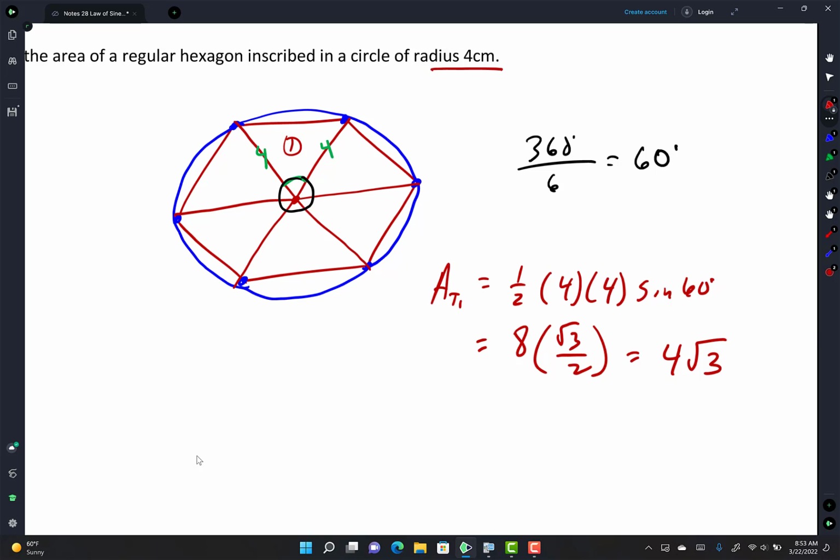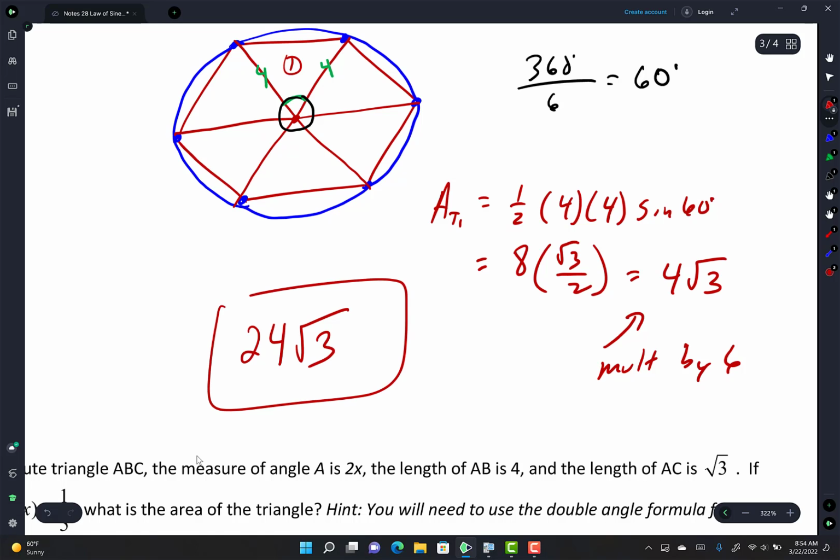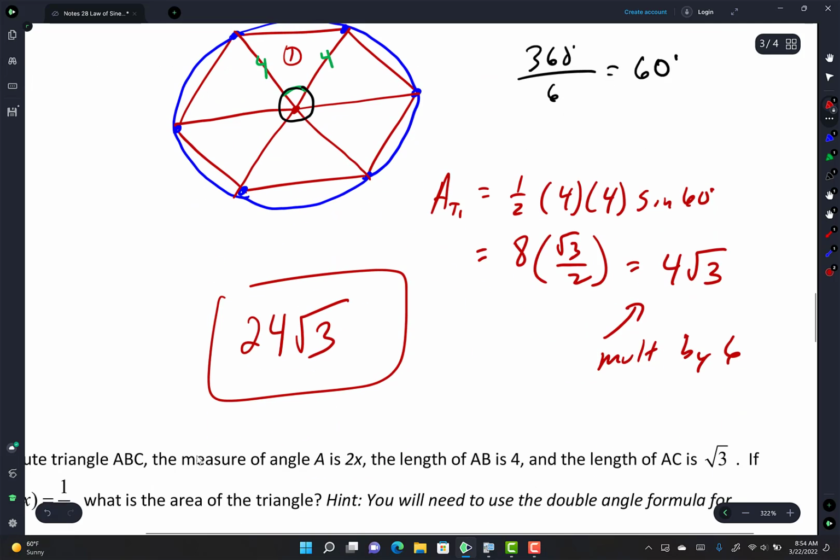How many triangles do you see total? So we're going to multiply this by 6. So 6 times 4 is? So your total area is 24 square root of 3 square centimeters. Don't say centimeters squared. That's how you write it, but when you say it out loud, you say square centimeters.